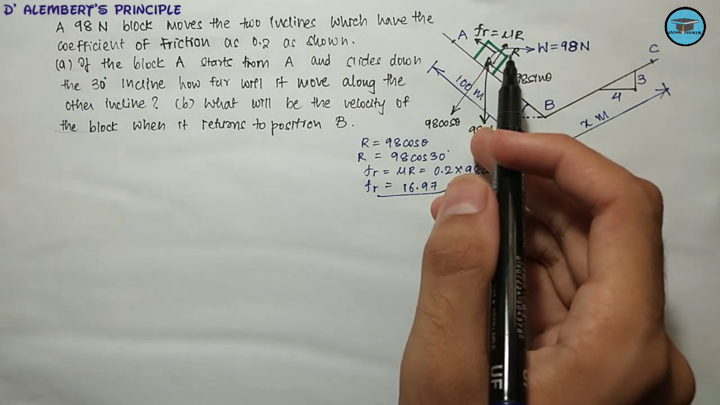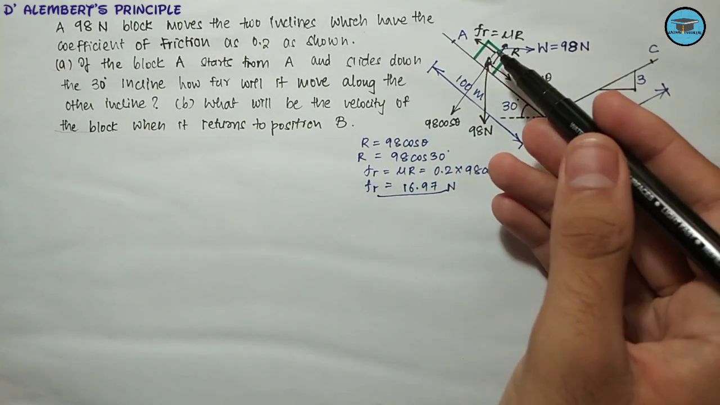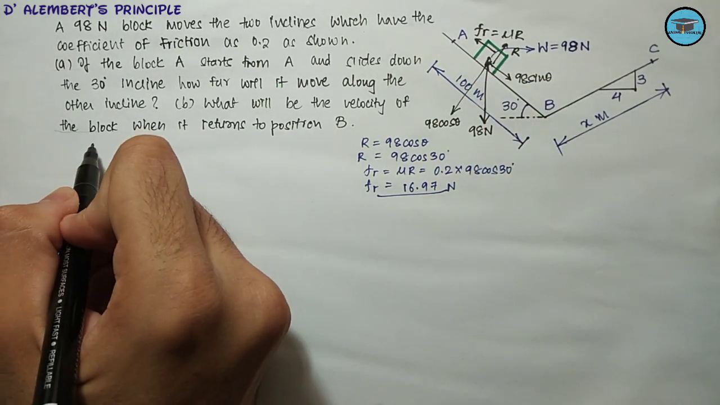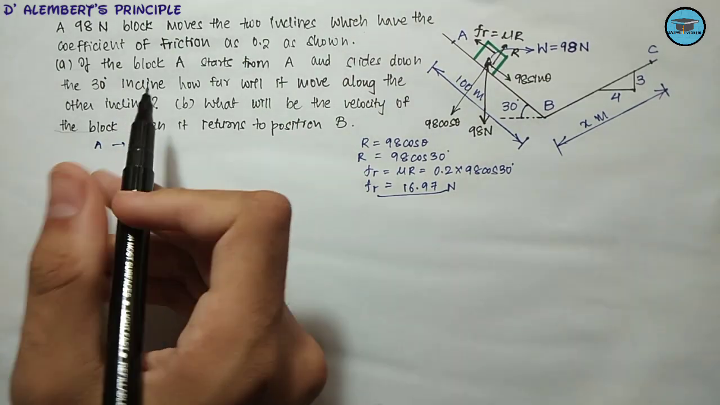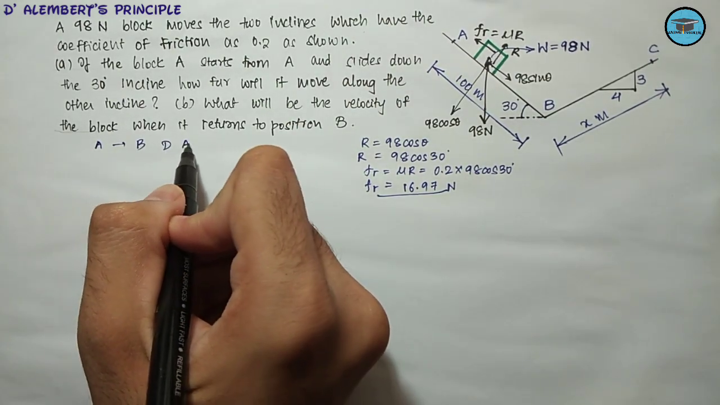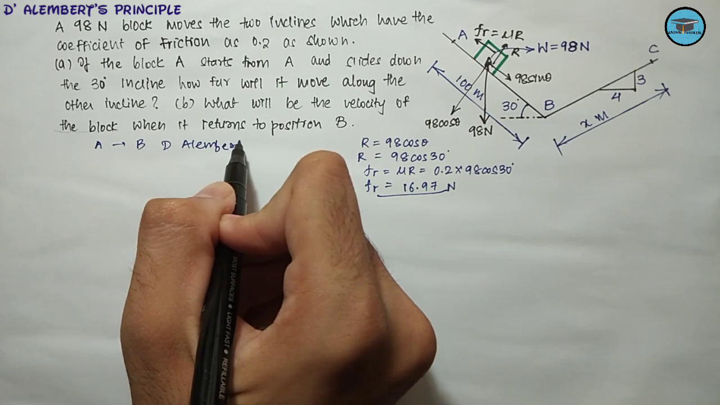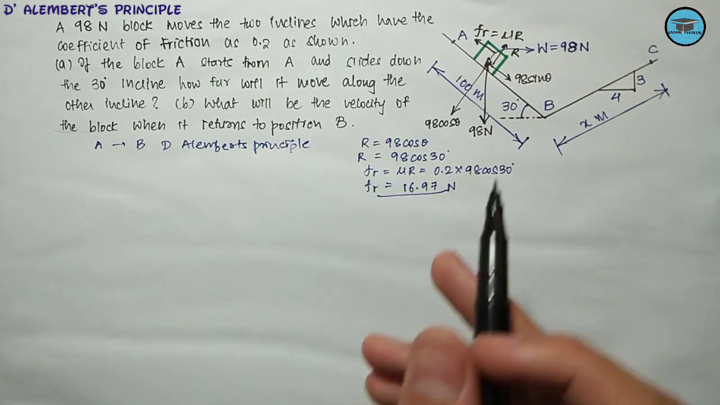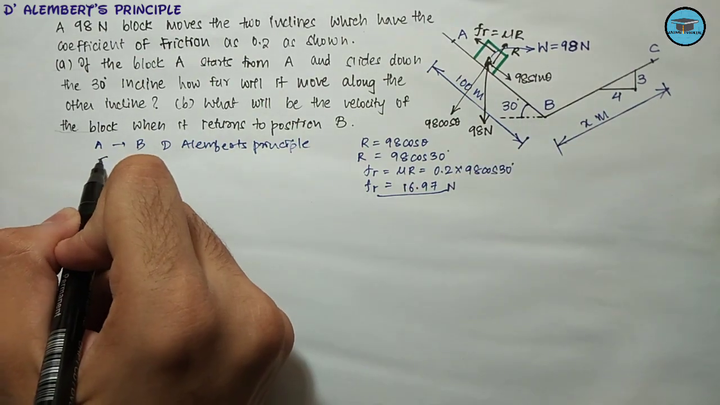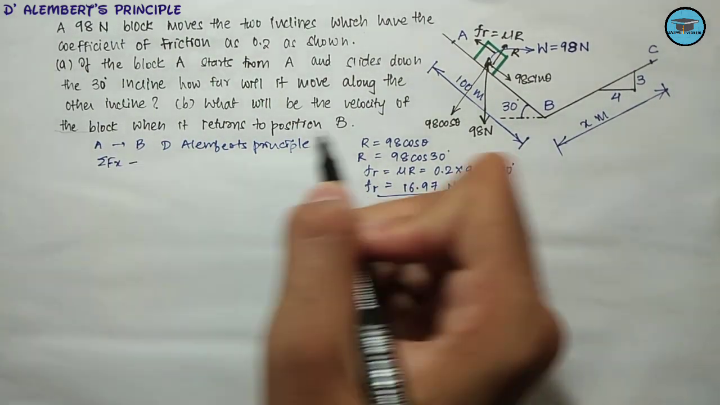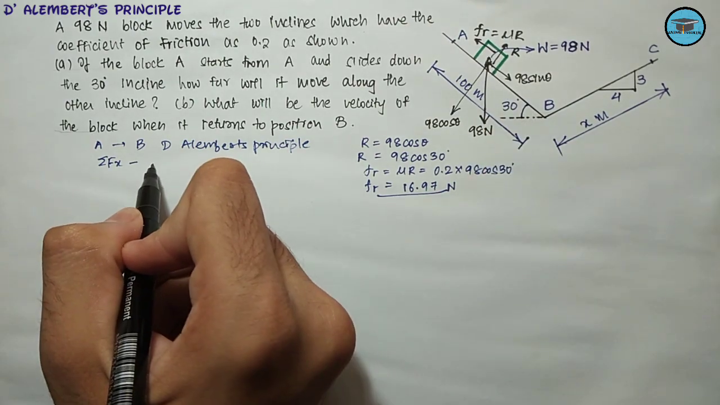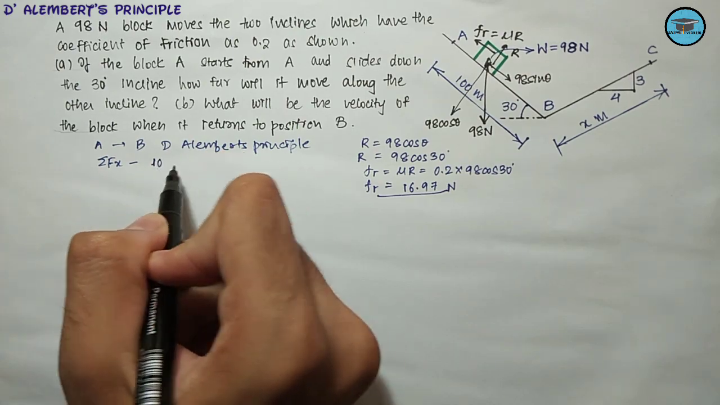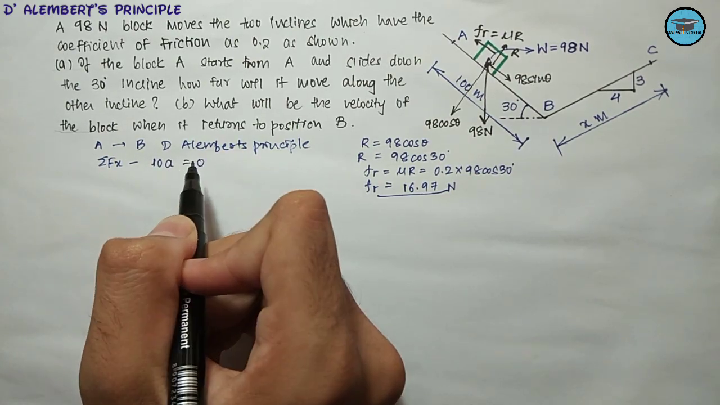Now we are applying D'Alembert's principle when the block is moving from point A to point B. So from A to B, sigma Fx minus mass of block A, that is nothing but 98 divided by 9.8, that is equal to 10 kilogram, into acceleration, equals 0.